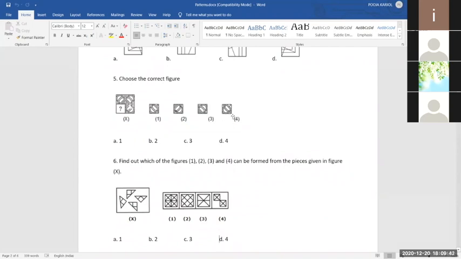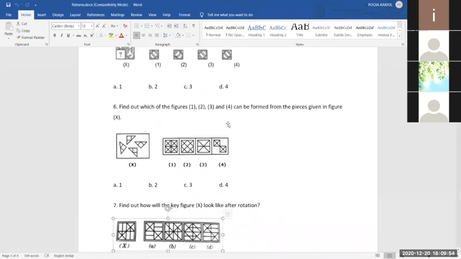Okay. But again, I'm telling you, all the options will not be this obvious. They may have minute differences, which you'll have to really look into and see, but be prepared for that also. Okay. Sixth one.